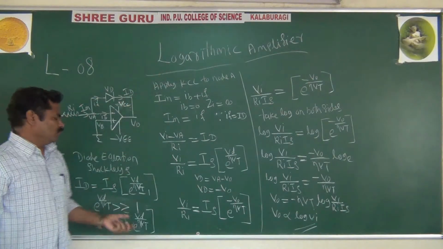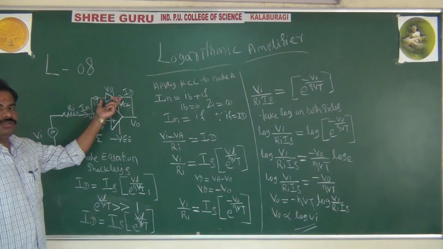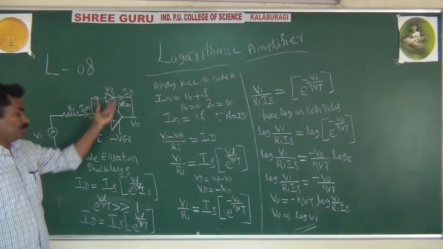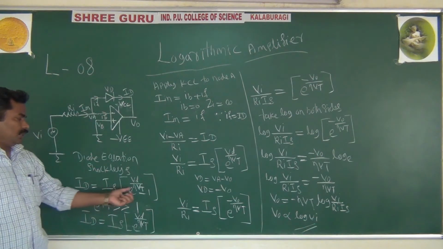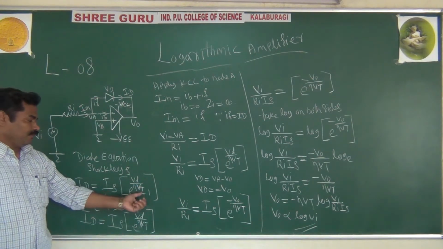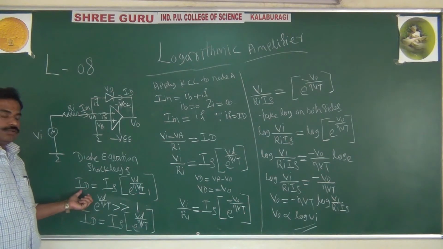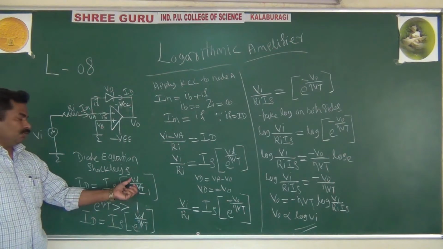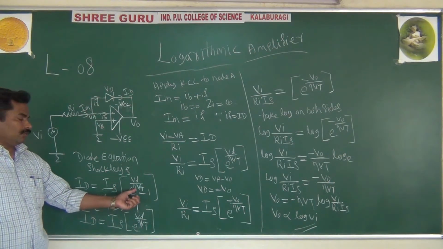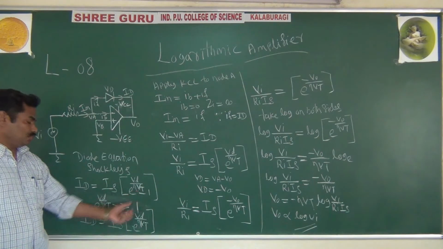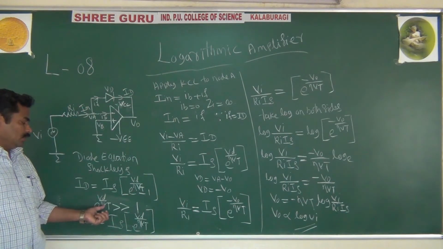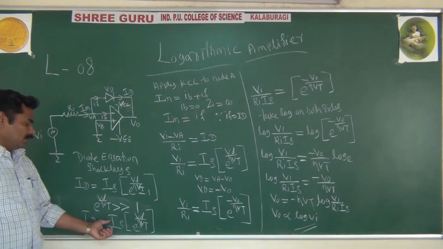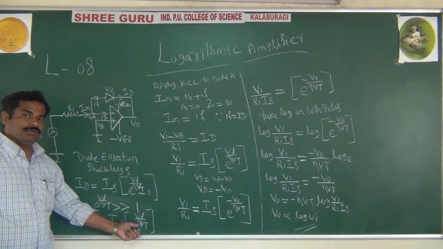As I said, only the feedback resistance is changed to a diode. You have studied already in first year the diode equation, that is ID equal to Is e raised to Vd by eta into Vt minus 1, where ID is the diode current, Is is the reverse saturation current, Vd is the voltage of the diode, eta is the ideality factor, and Vt is the thermal voltage. And e raised to Vd by eta Vt is much more than 1. That's why you are not considering the 1 here. It becomes ID equal to Is e raised to Vd by eta into Vt.